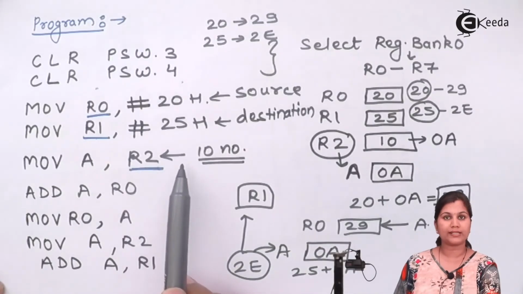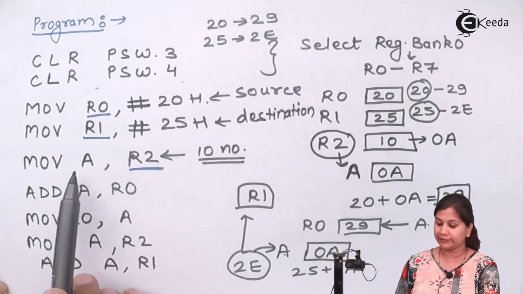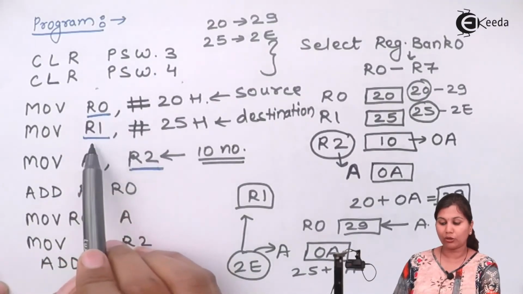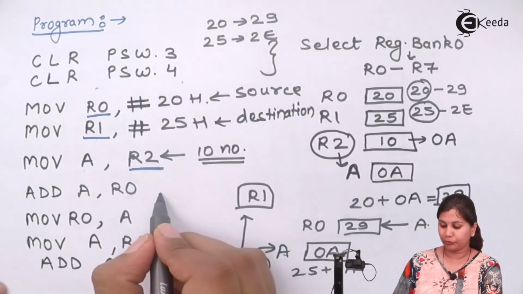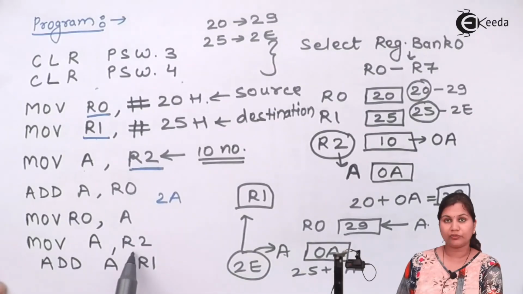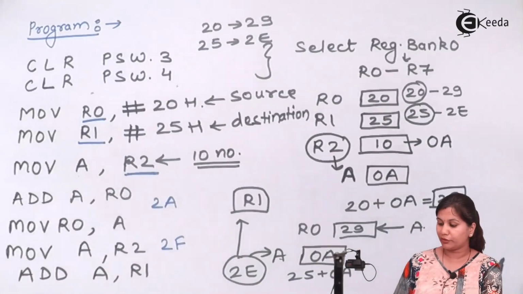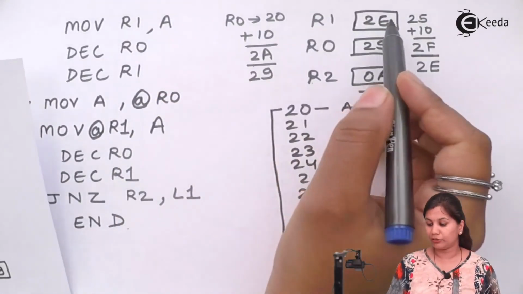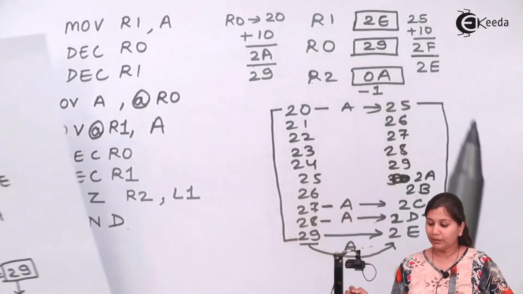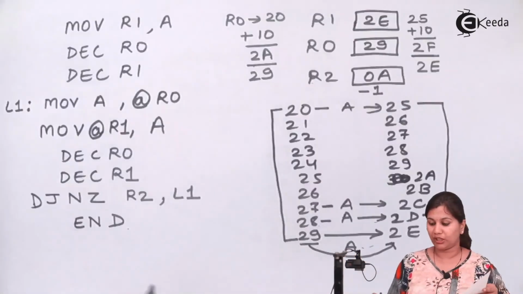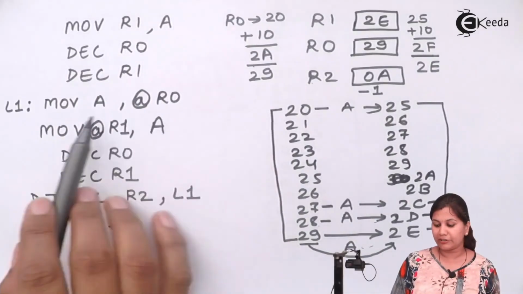After that, R2 is the length of the array, that is to be moved into the accumulator, and that number is added with R0 and also with R1. Now when it is added with R0, it becomes 2A, and when it is added with R1, it becomes 2F. Now numbers are to be shifted from 20 to 29 and from 25 to 2E. But we have got 2A and 2F, so we are decrementing both R0 and R1. After that, shifting is done.